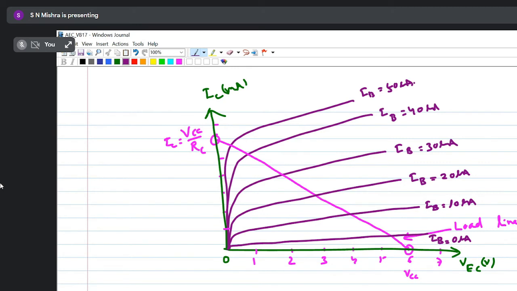Now, once I do that, I'll take the Q point. So this is my Q point, and I'll name them Q1, Q2, Q3, Q4, Q5, Q6. Okay. Understood? Load line and Q point.